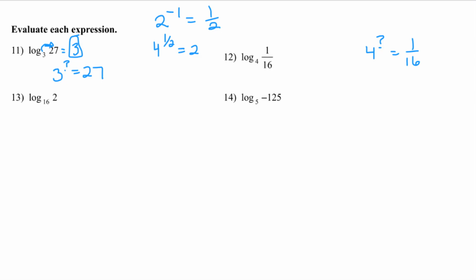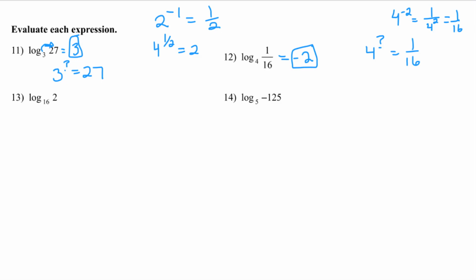So think through that. 4 to the negative 2, you would make it be 1 over 4 squared, and then you'd square it and get 1 over 16. So the answer here is negative 2.